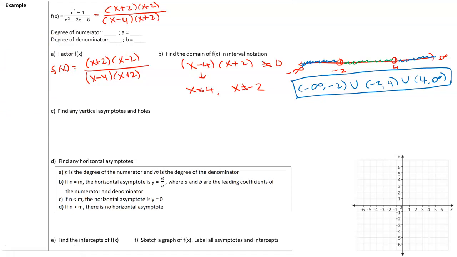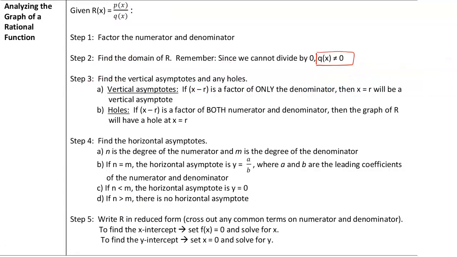Find any vertical asymptotes and holes. So how do we do that? Let's take a look. Part C. To find the vertical asymptotes, if x minus r is a factor of only the denominator, then x equals r is a vertical asymptote. If x minus r is a factor of both the numerator and denominator, then the graph will have a hole at x equals r.